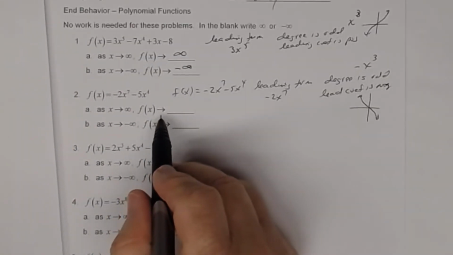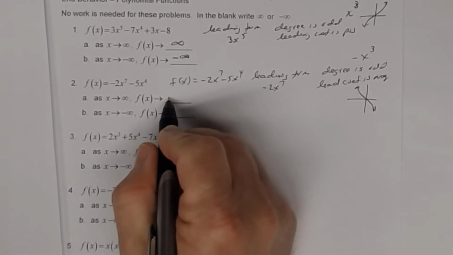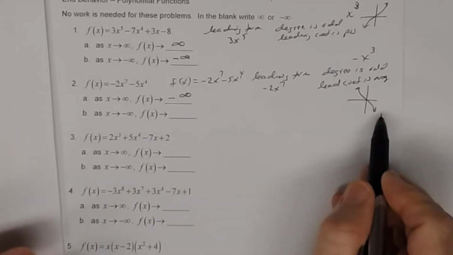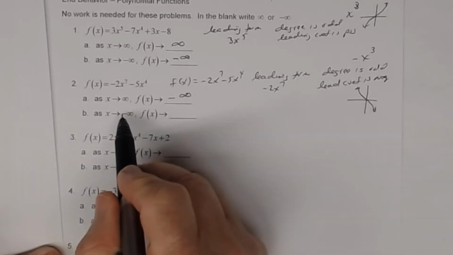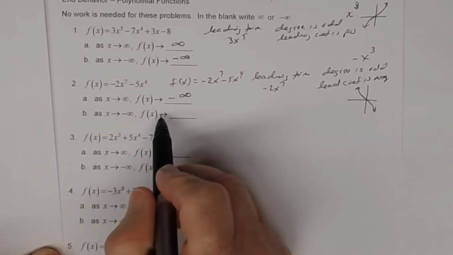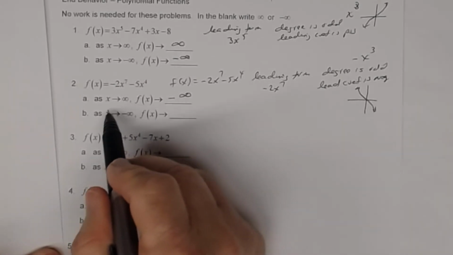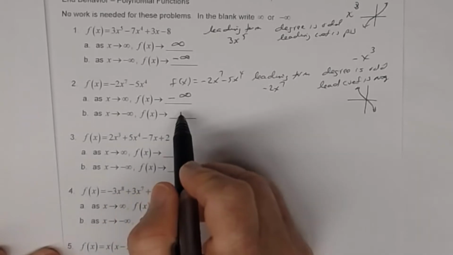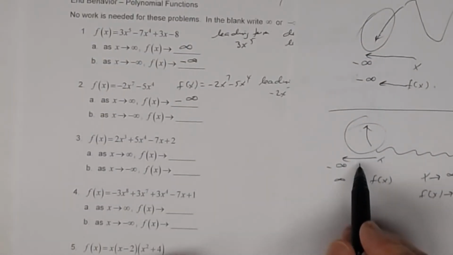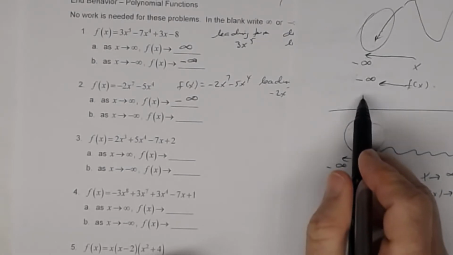So as x approaches positive infinity, my y values approach negative infinity, based on this, right? And over here, as x approaches negative infinity, so the left-hand side, what happens to the left-hand behavior? Well, remember, as x approaches negative infinity, my y values approach positive infinity.